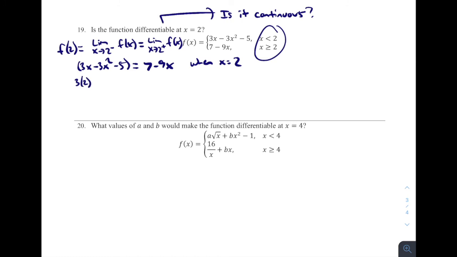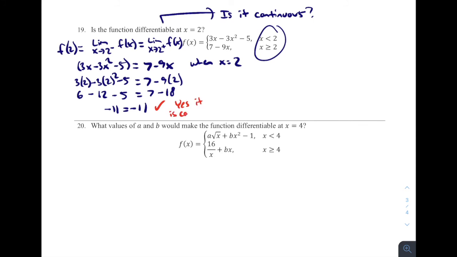So we've got 3 times 2 minus 3 times 2 squared minus 5, and that should be equal to 7 minus 9 times 2. 6 minus 12 minus 5 is equal to 7 minus 18. So that's negative 6 minus 5 is negative 11. And then 7 minus 18 is negative 11. So great, check, yes it is continuous. That's a good first step to check.